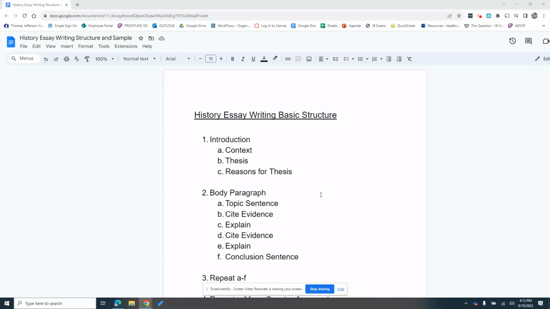For anybody who may have been absent or just wants a refresher on writing essays for IB history, this is just a brief walkthrough of the things that we go over in class. And so we're going to walk through the basic structure of the outline and an example of what that essay looks like when it's actually written out.